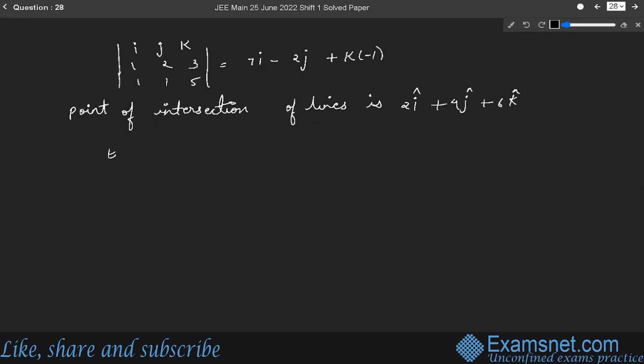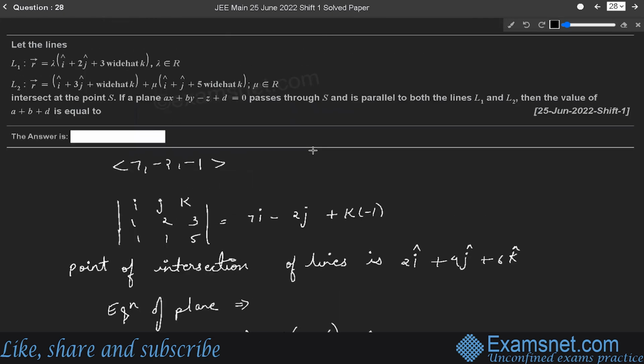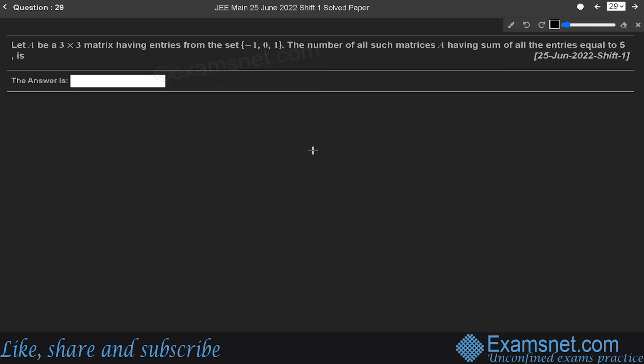Therefore, the equation of the plane will be 7 into x minus 2, minus 2 into y minus 4, minus 1 into z minus 6 is equal to 0. So 7x minus 2y minus z will be equal to 0. Therefore, we can say that a plus b plus d will be equal to 7 minus 2 plus 0. So it will be 5. Hence, the correct answer for this question is 5. Moving on to the next question.